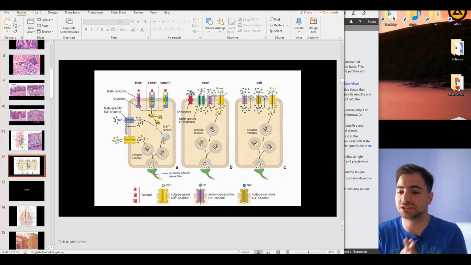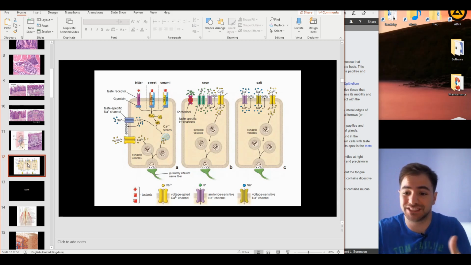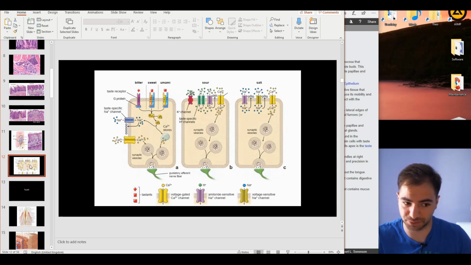For example, the salt is nothing more than an activation of the sodium activated channels, and as a consequence, this serves as input to the brain, and the brain, of course, we taste the saltiness based on the amount of sodium that is present in the specific receptor.